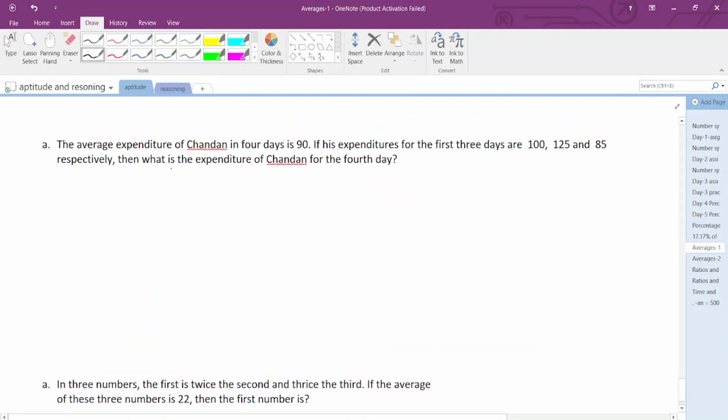See, look at what he is asking here. The average expenditure of Chandan in 4 days is 90. If his expenditure for the first 3 days is 100, 125 and 85 respectively, what is the expenditure for Chandan for the 4th day, he asked. So basically, in such questions, first of all, we should understand the question well.